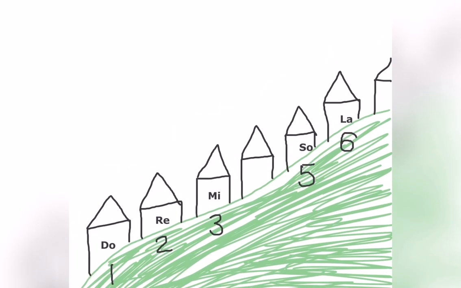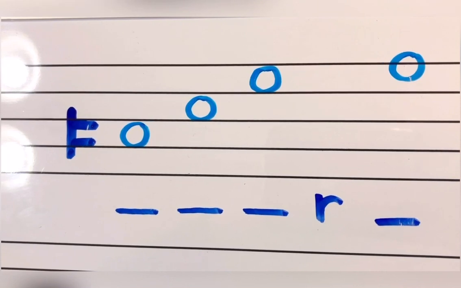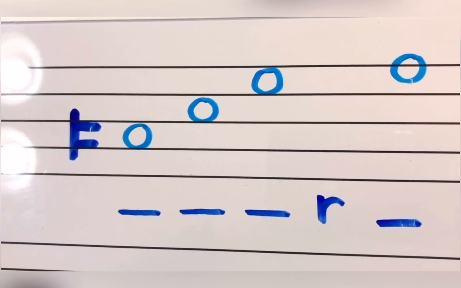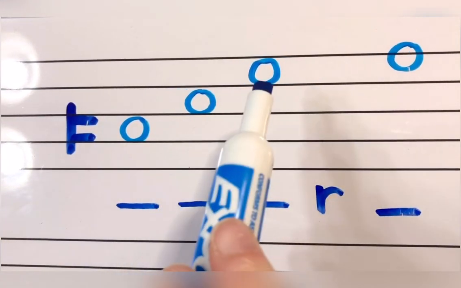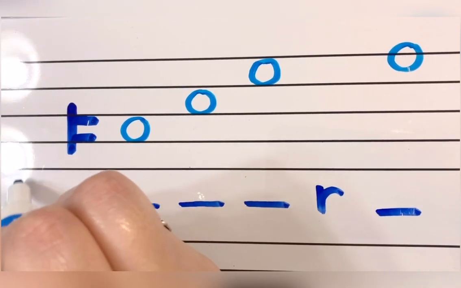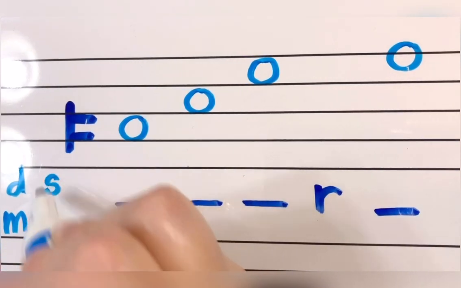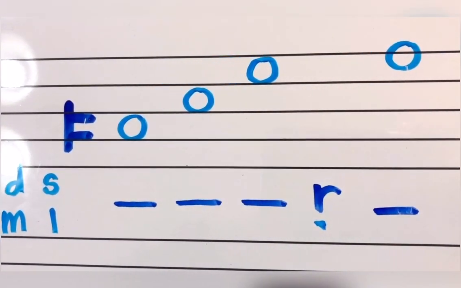So now let's go work on our Where is Ray worksheet. Okay, so now we're going to be working on our Where is Ray worksheet. Now this is the example that's right at the top, and we're going to work and figure it out together. So we have 2 jobs. Our first job is to figure out which one of these notes is Doe, which one is Me, which one is So, and which one is La. Our second job is to write Ray on the staff where it belongs, okay?